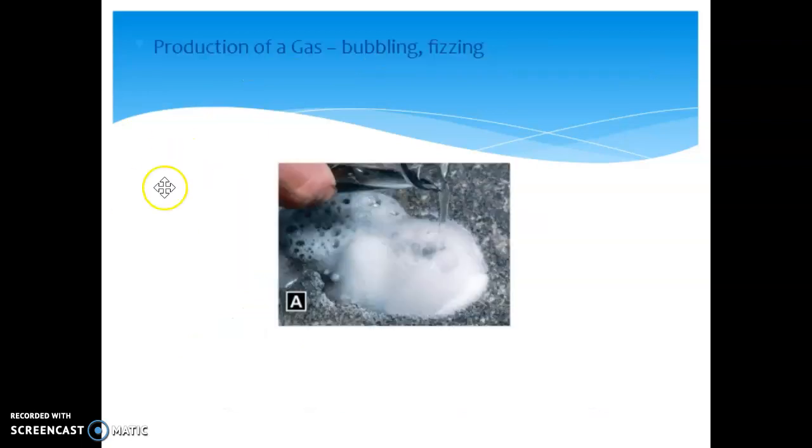The second indicator of a chemical change would be the production of a gas. So you know a chemical reaction is occurring, or a chemical change is taking place, if you see a gas produced, or if you see any sort of bubbling or sort of fizzing, you know that a chemical reaction is taking place. Those bubbles are usually showing a gas like carbon dioxide being produced. So something at the molecular level is changing into something else. A chemical change is taking place.